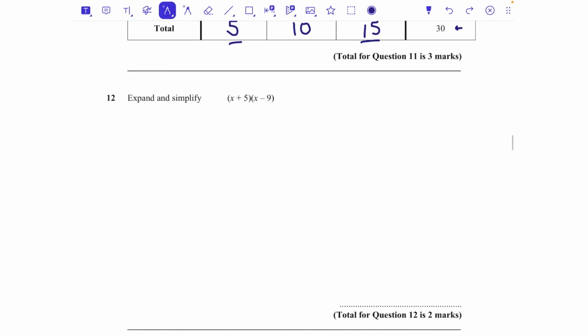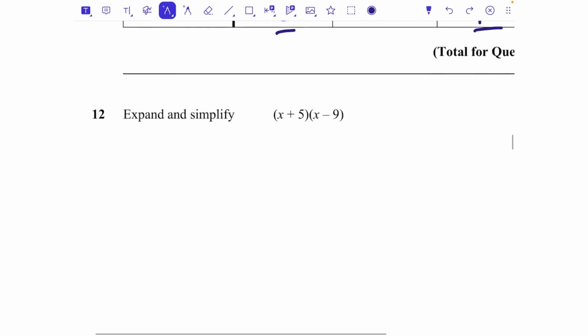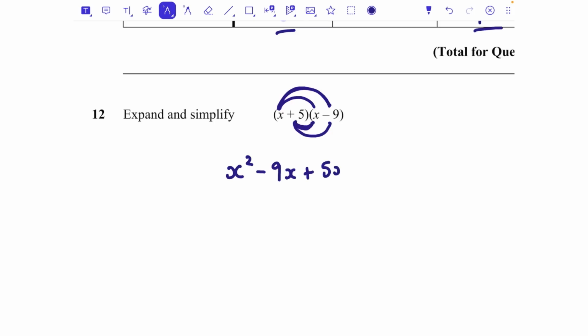Question number 12, expand and simplify. So we're going to multiply out these brackets by doing the first times the first, the first times the second, the second times the first, and the second times the second. So first, x times x, and that's x squared. Then we're doing x times minus 9, and that's minus 9x. Then we're doing 5 times the x, which is 5x. And then we're doing 5 times minus 9, which is minus 45.